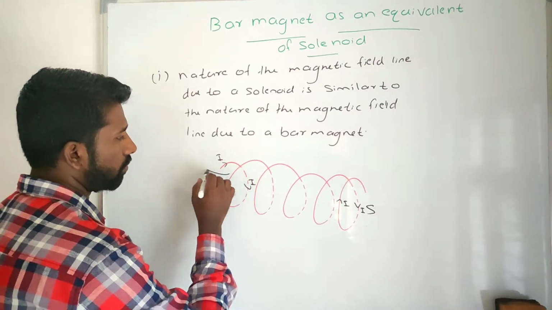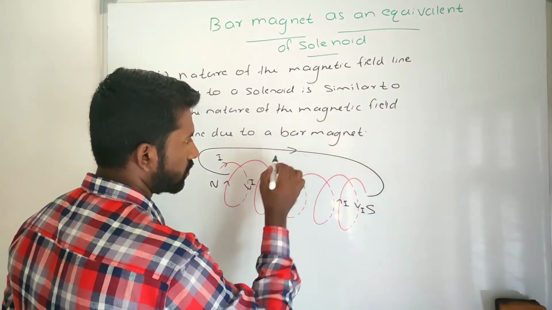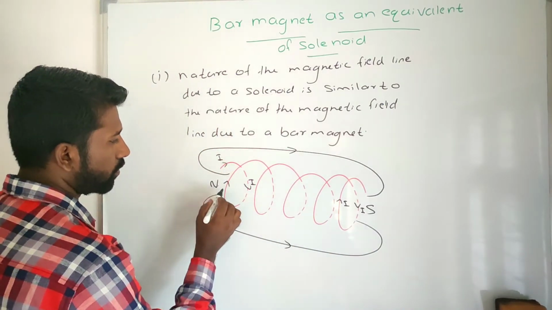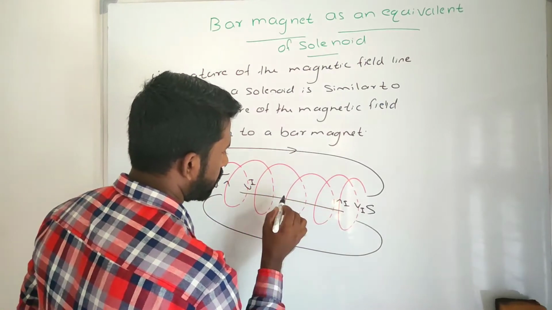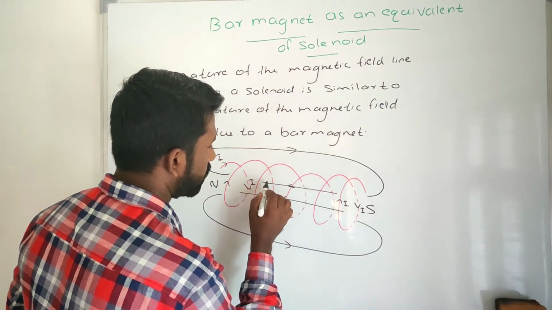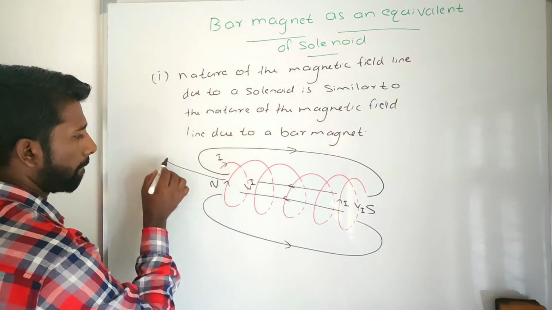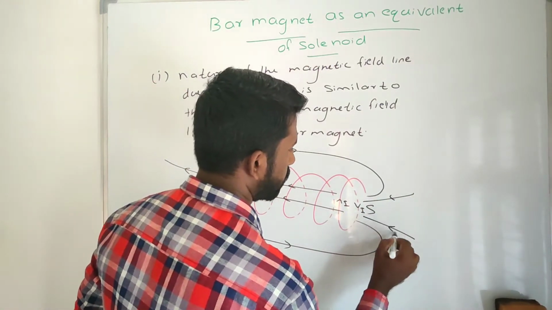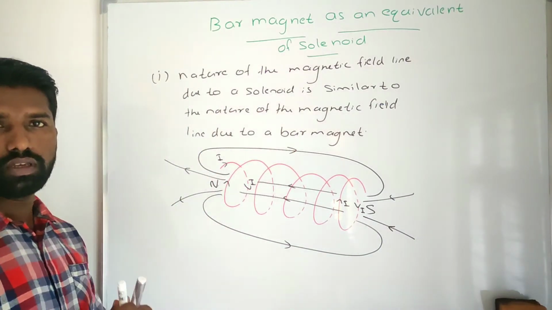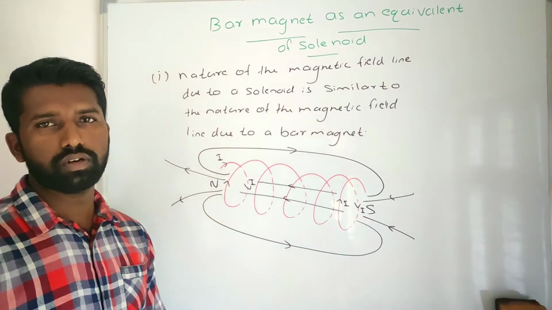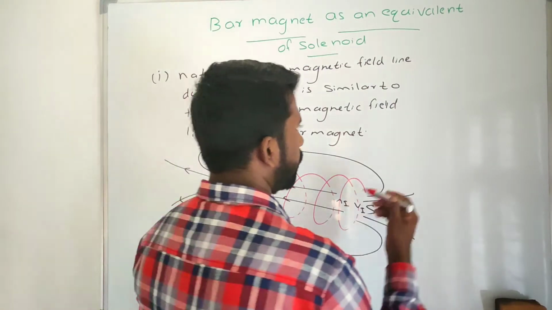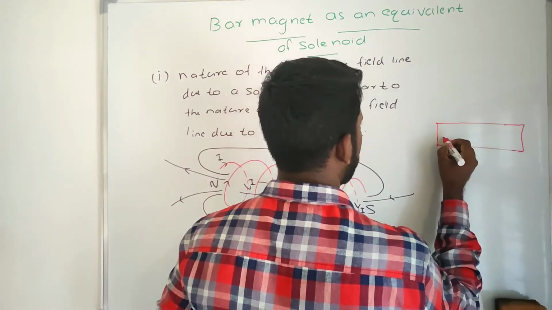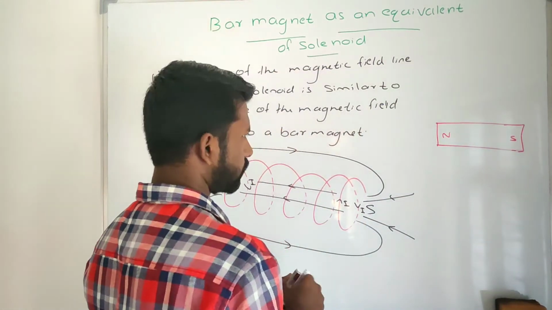So here you see the magnetic field due to this is in this nature, originating from the north pole and going like this. Inside it is from south to north, like this. This is the nature of the magnetic field due to a solenoid. The magnetic field due to a bar magnet is similar to that, with north and south pole.